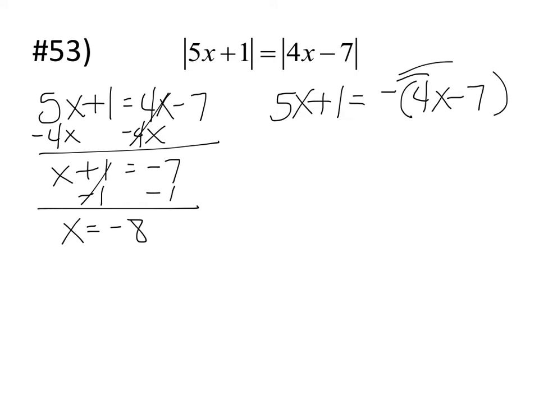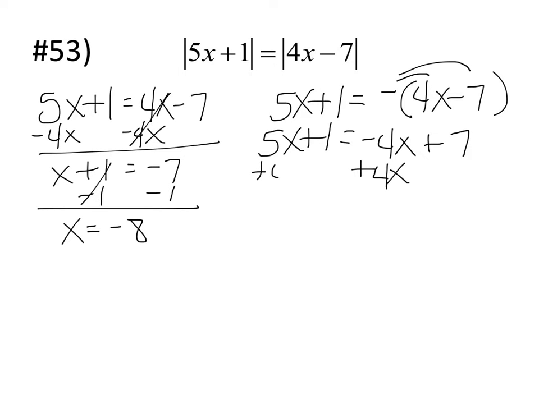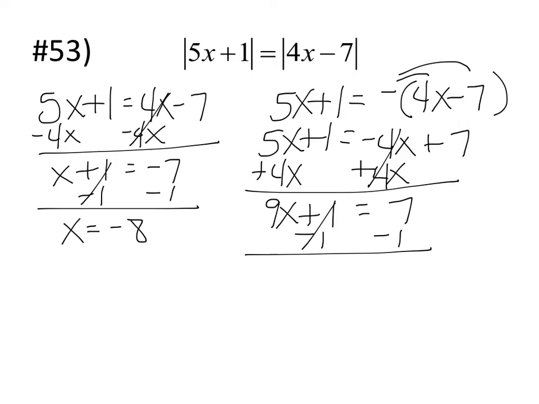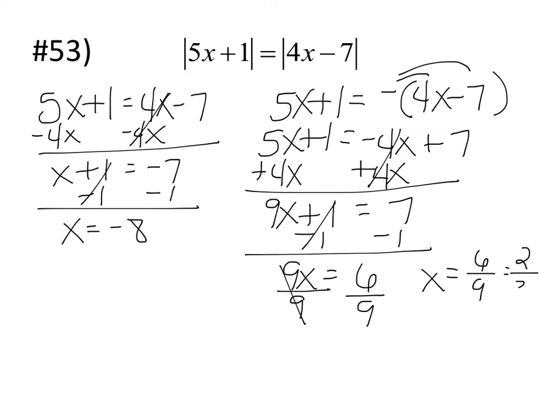Then over here you're going to distribute this negative, giving you 5x plus 1 is equal to negative 4x plus 7, because negative times a negative is a positive. You're going to move your smaller x to your larger x, and we're doing opposite, so you add, giving me 9x plus 1 is equal to 7. Subtract 1 from both sides, you get 9x is equal to 6. Divide both sides by 9, you get x is equal to 6 over 9. But when we reduce that, we get 2 over 3.